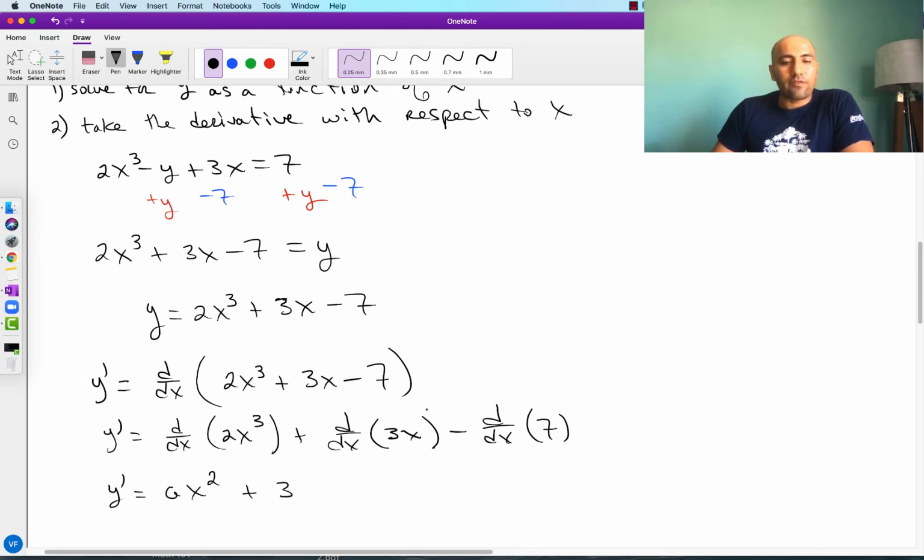The derivative of 3x is just going to be 3, and the derivative of 7 is going to be 0. Let me make sure that's clear. The derivative of this is just the 3, and the derivative of this is 0. So there we go, there's my answer.